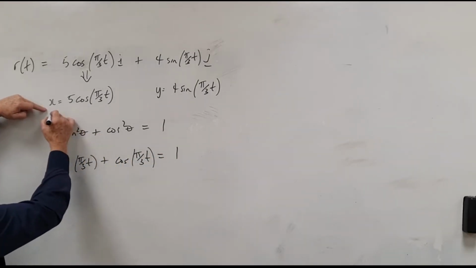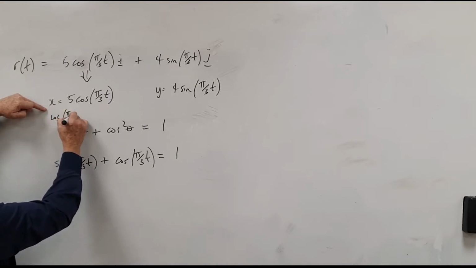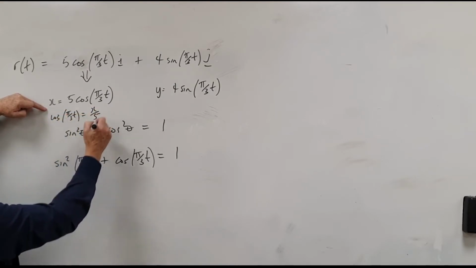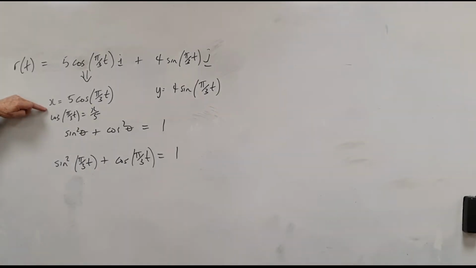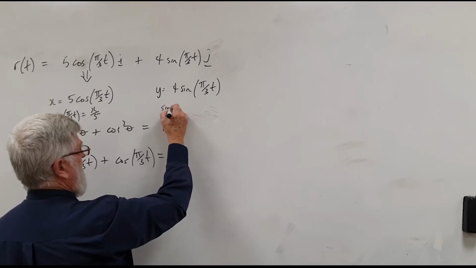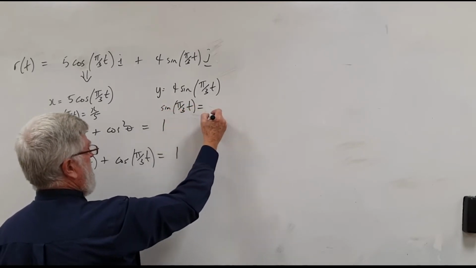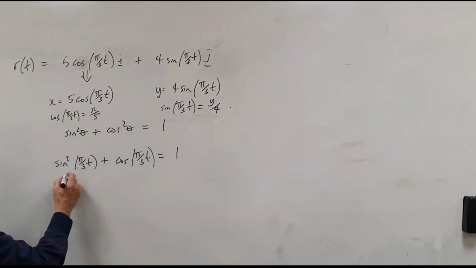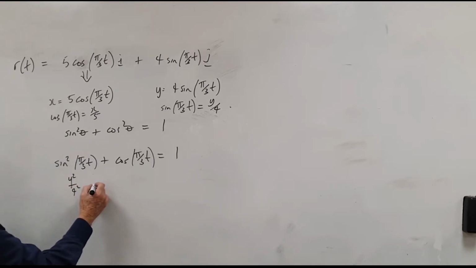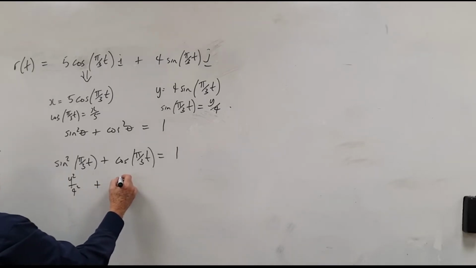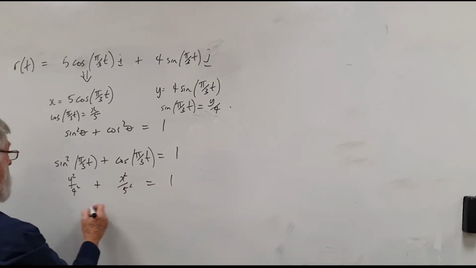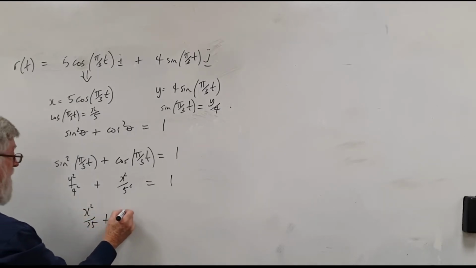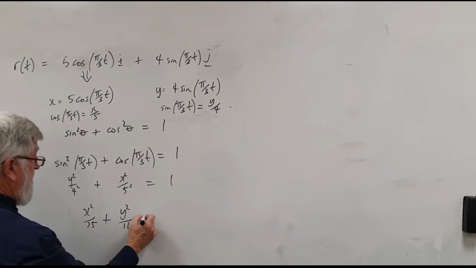And what's cos equal? x on 5. Ash, you okay with that? Sure. Divide 5, divide 5. What have we got then? Sine pi on 3t is y on 4. Yep. This will be y squared on 4 squared plus x squared on 5 squared equals 1. Of course I could write x squared on 25 plus y squared on 16 equals 1.